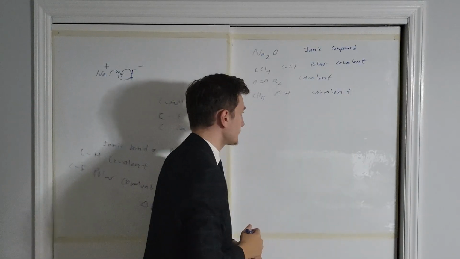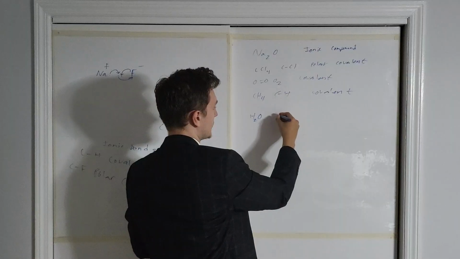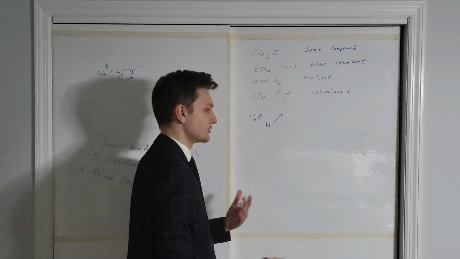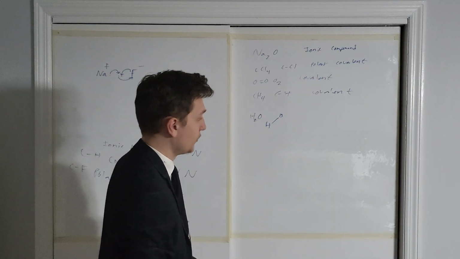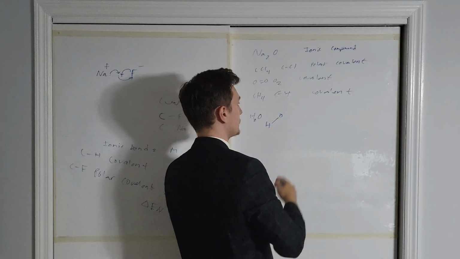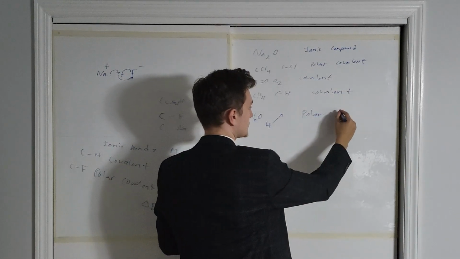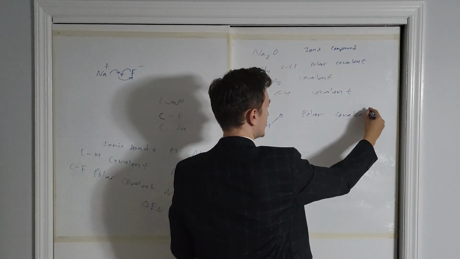And finally, let's take a look at water, H2O. You've got the O-H bond here. Hydrogen electronegativity around 2.1, oxygen electronegativity around 3. So that's greater than 0.5. So we're in a polar. Hydrogen and oxygen are both nonmetals. This is a polar covalent. Okay.